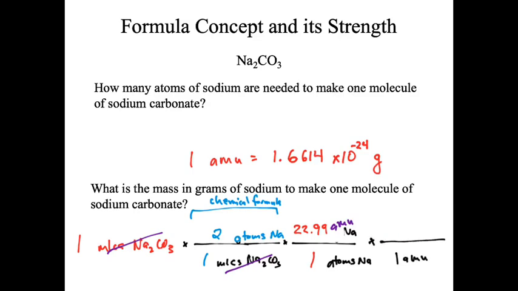1 AMU, 1.614 times 10 to the minus 24th grams. We're a little bit crammed. I was going to go with crowded and couldn't decide between crammed and crowded.